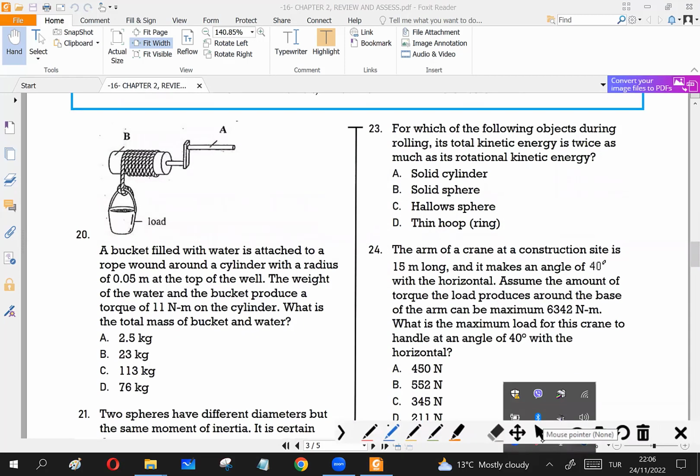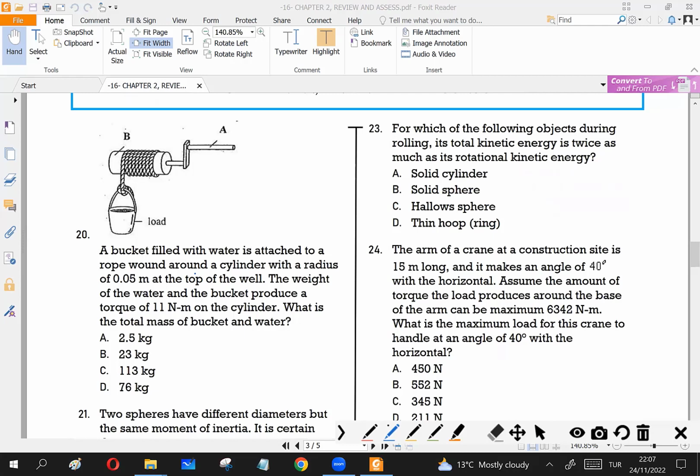A bucket filled with water is attached to a rope wound around the cylinder with a radius of 0.05 meter at the top of the wheel. The weight of the water and the bucket produces a torque of 11 Newton meter on the bucket. What is the total mass of the bucket?